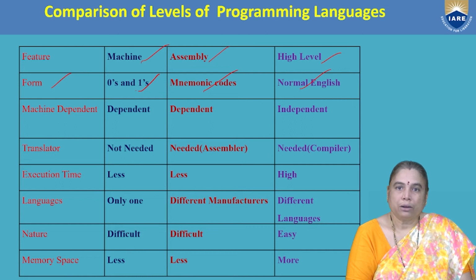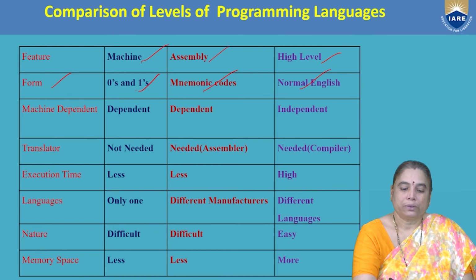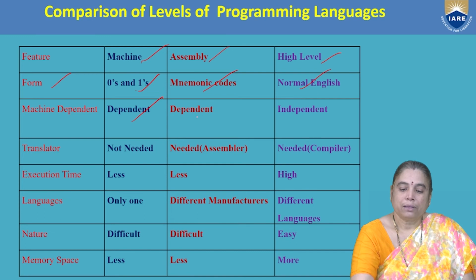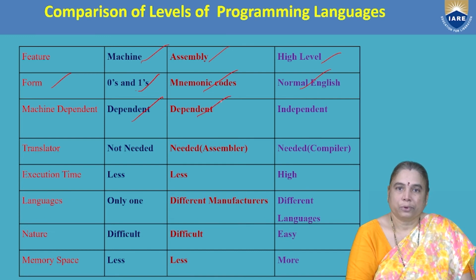The next feature is machine dependence: how closely the hardware is tied to these levels of programming languages. Machine languages are dependent on the hardware. Assembly is also dependent on the processor, so the mnemonics can vary from processor to processor. And the high level languages are independent of the processor, so they support portability, or migration of the code from one platform to another platform.